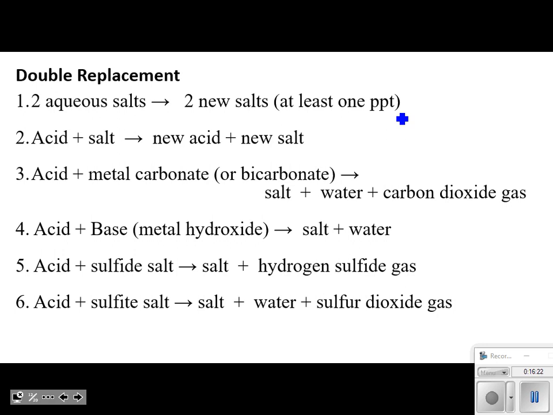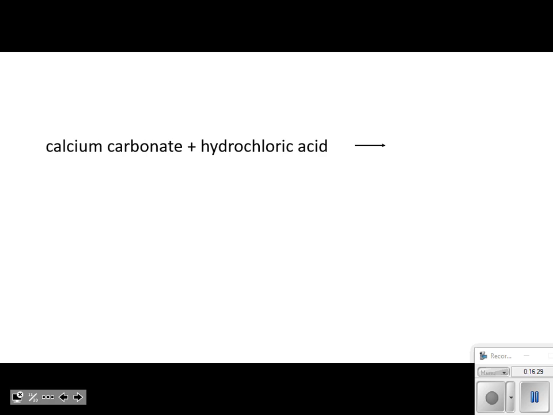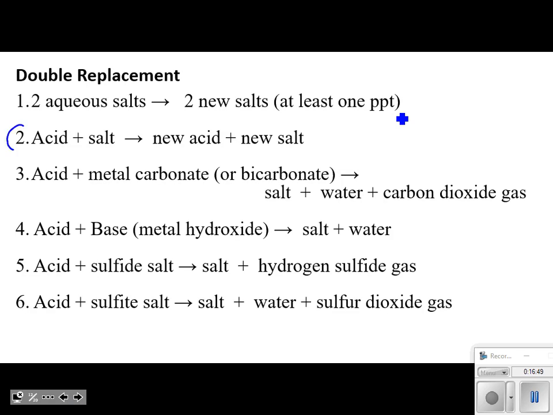So let's start eliminating. Do I have an acid and a salt? Well, what does salt mean? A salt just tells us that it's something that is ionically bonded. Okay? So, I have an acid. Is this a salt? It is. So I could have a number 2, double replacement number 2.